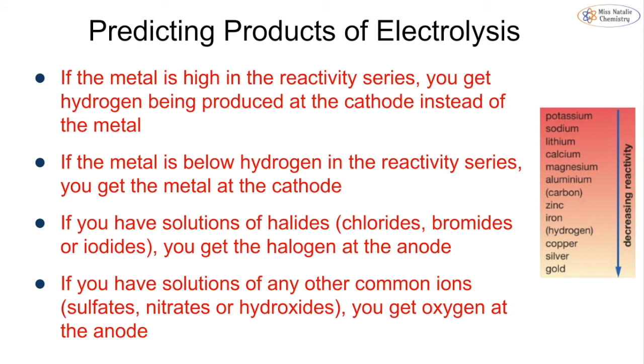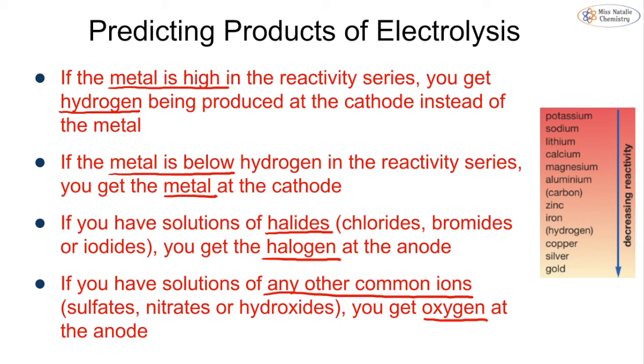So just a reminder of how we predict these properties. If at the cathode the metal is high in the reactivity series, we produce the hydrogen. If it is low on the reactivity series, so it's below hydrogen, you're going to get the metal. At the anode, if you have a halide, you will make a halogen. And if you have any other common ions, so sulfates, nitrates, or hydroxides, you're going to make oxygen. These are must-know rules, because these are what you will use to predict the properties of an electrolysis reaction. So you have to know the rules and you have to know the reactivity series.